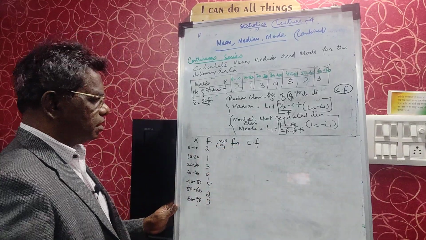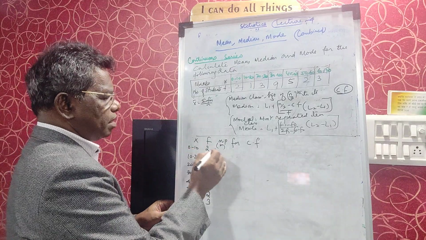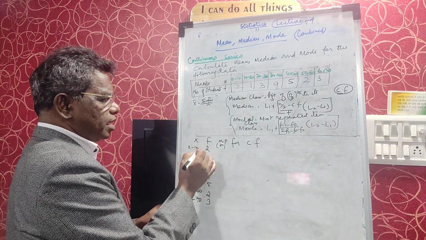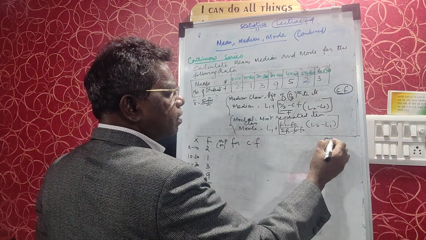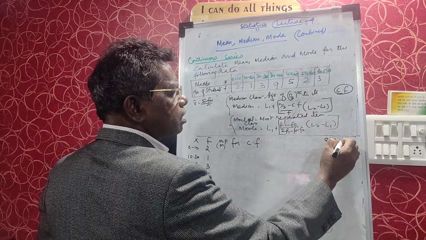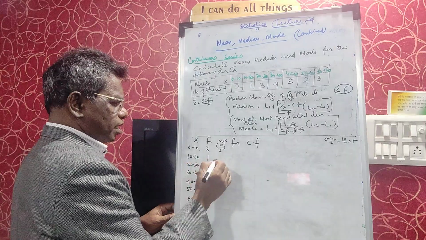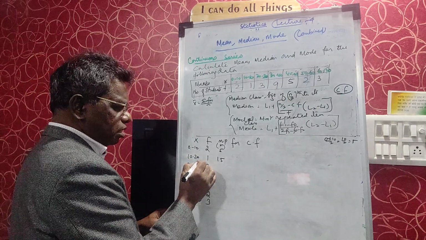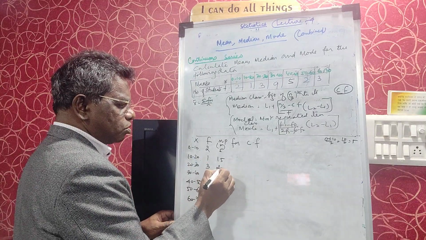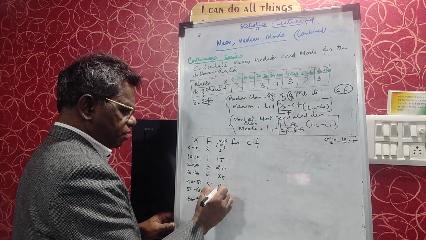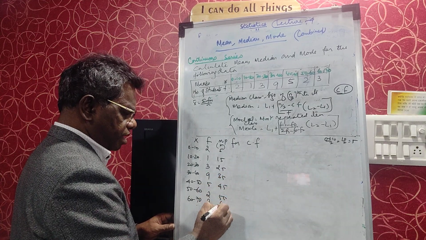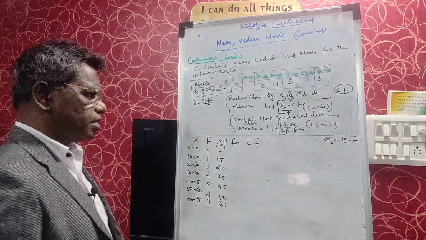Let's see now. The midpoint of 0 and 10 is 0 plus 10 upon 2, which is 10 upon 2, equal to 5. So it is 5. Then here it is 15. 10 plus 20 is 30, divided by 2 is 15, then 25, 35, 45, 55 and 65 are the midpoints.